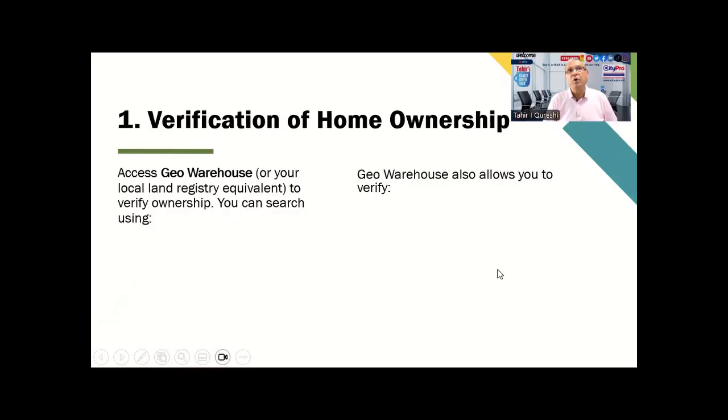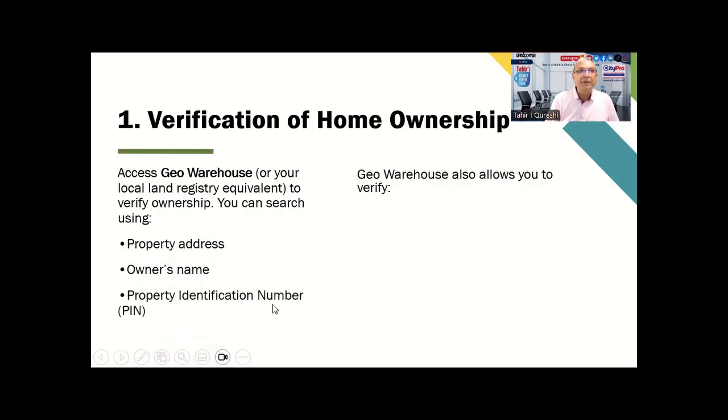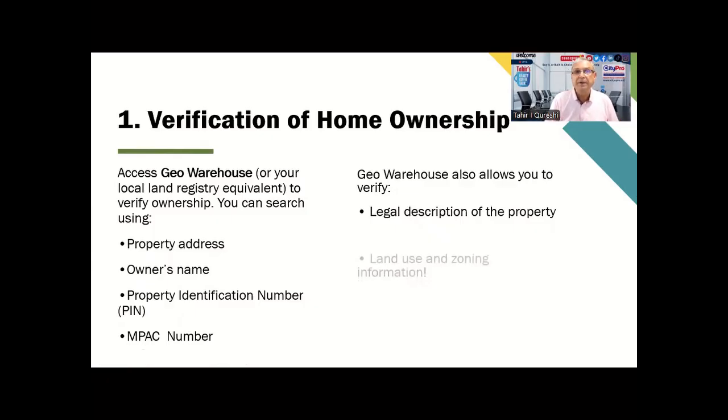So, verify home ownership. Number one, access GeoWarehouse or your local land registry equivalent to verify ownership. You search using the property address, name of the owner, property information number, or MPAC number that determines your assessed value of your property. On GeoWarehouse, you can also find the legal description of the property, land use, and zoning information.